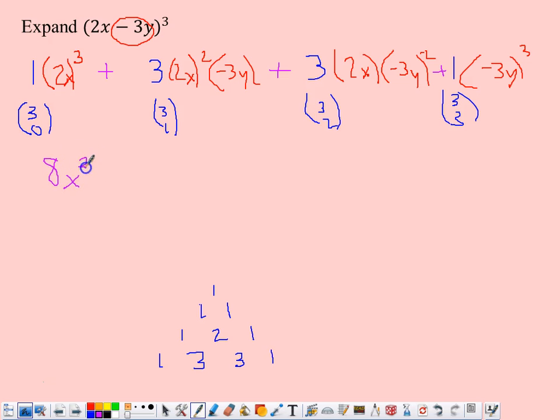So this would be 8x to the 3rd. So help me out on these. We're going to have 4, 3, 12 times 3, negative 36. You're supposed to say yes or no. Thank you. All right, what about the next one?